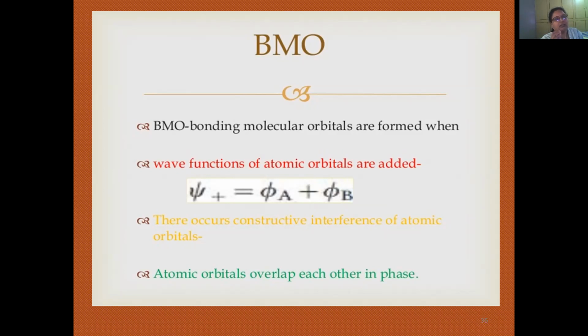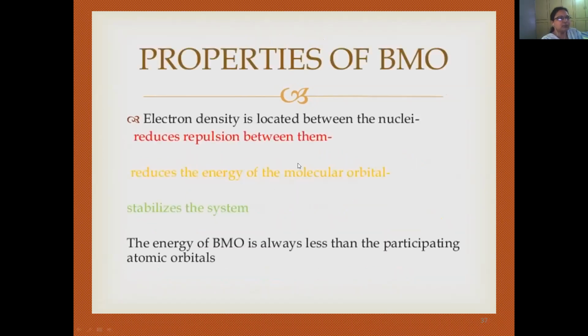And there is constructive interference of atomic orbitals, and these orbitals overlap each other in phase. Whenever in-phase overlap occurs, then only a bonding molecular orbital results. Keep that in mind. Then, properties of bonding molecular orbitals.